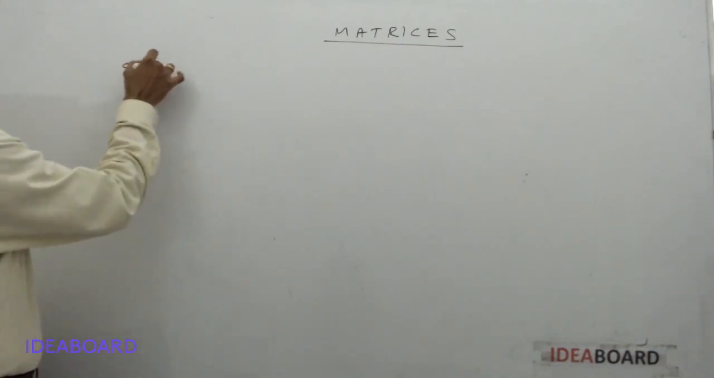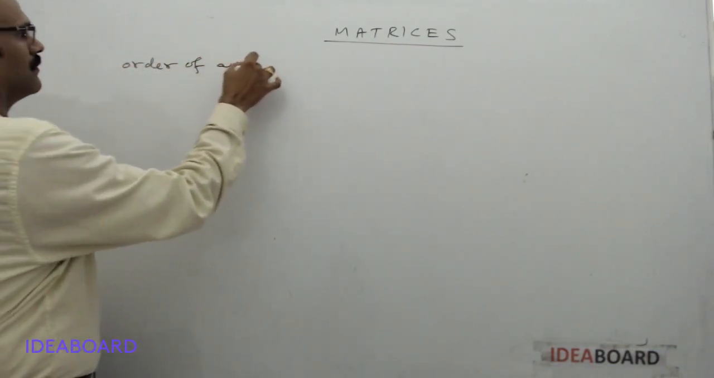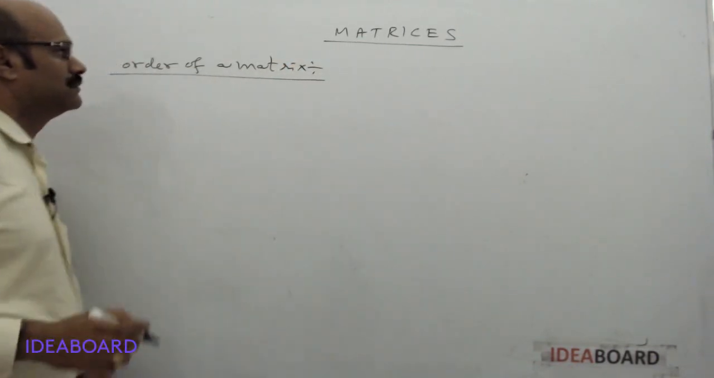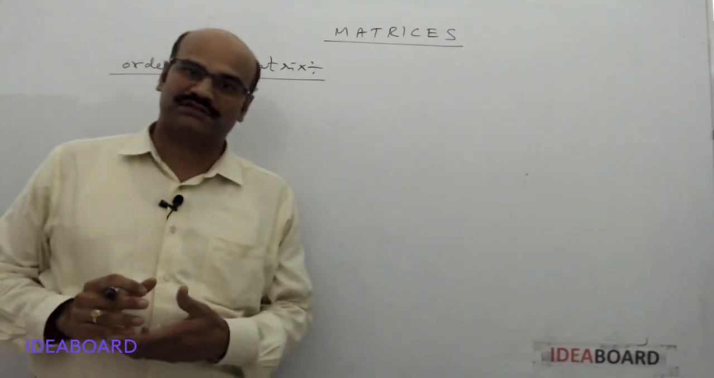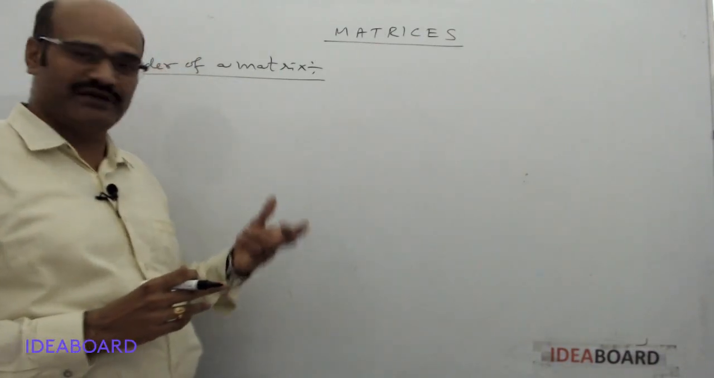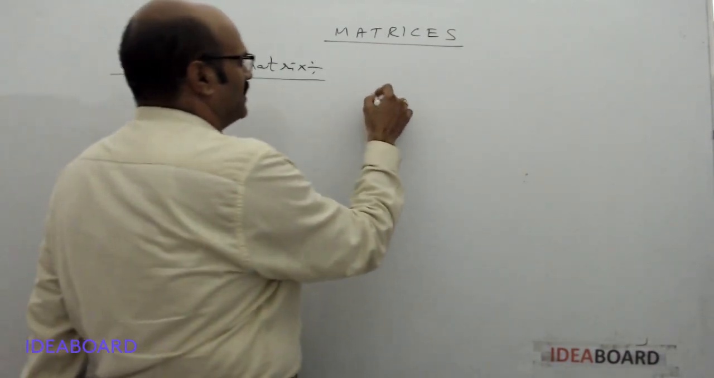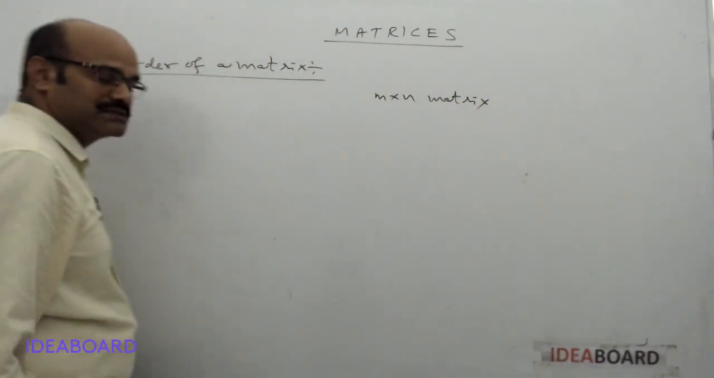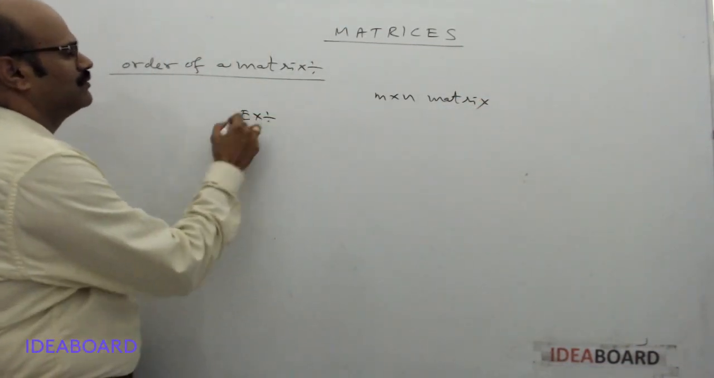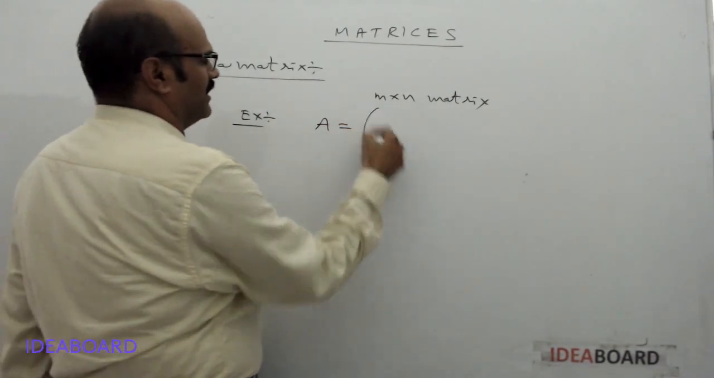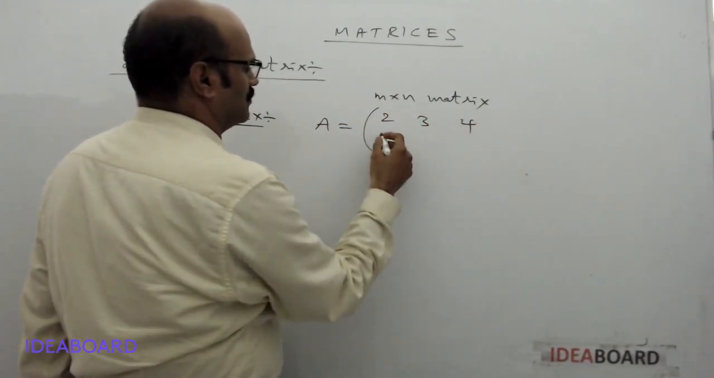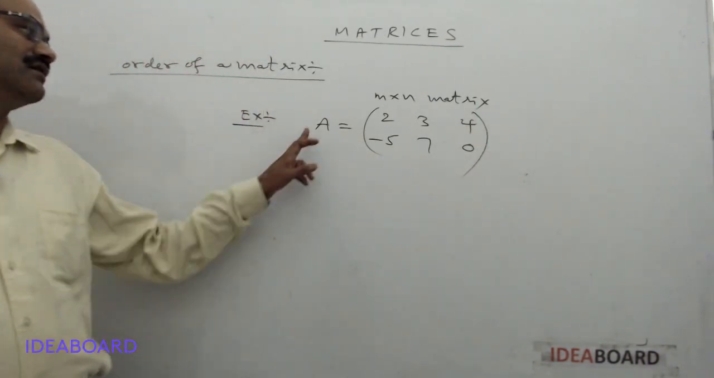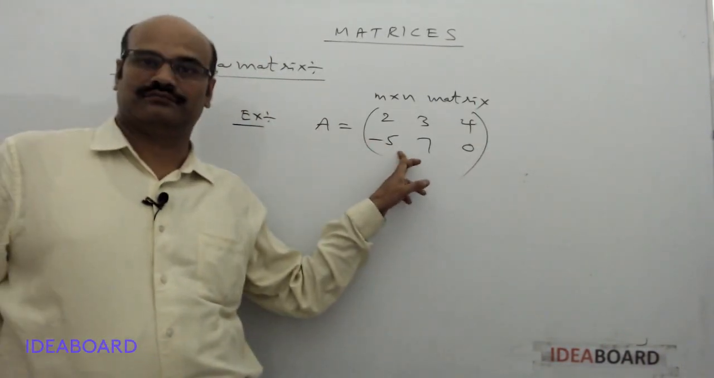Order of a matrix. If a matrix is having m rows and n columns, then we say that that matrix is said to be m by n matrix. Now, A equal to, we are having a matrix 2, 3, 4, minus 5, 7, 0. Write the order of the matrix A.